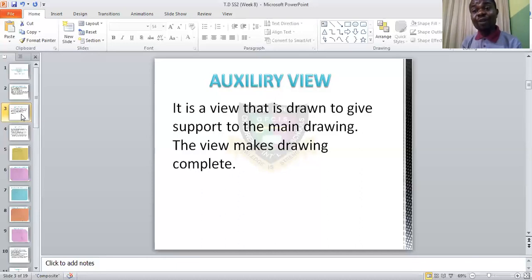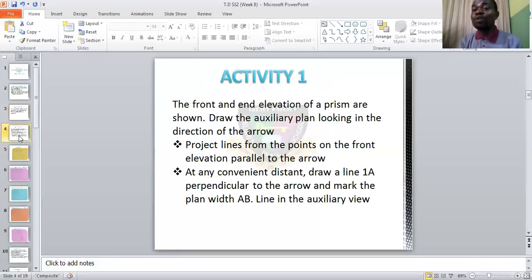Whether third angle projection or first angle projection, that projection is incomplete. So this is the reason or purpose for the auxiliary view. That is what we mean. Then we have to look at some activities too, because we do not just do drawing for talking.